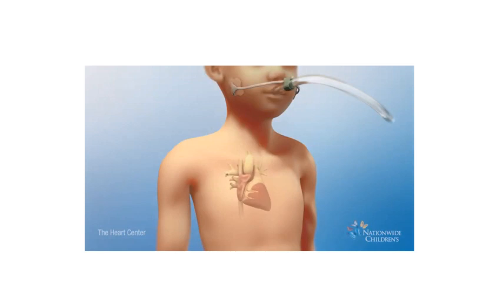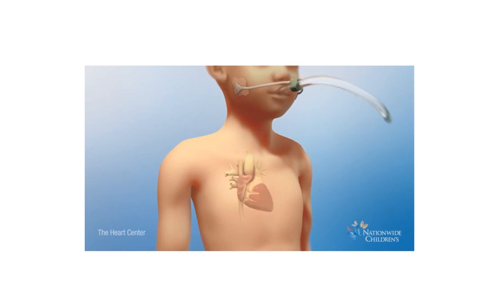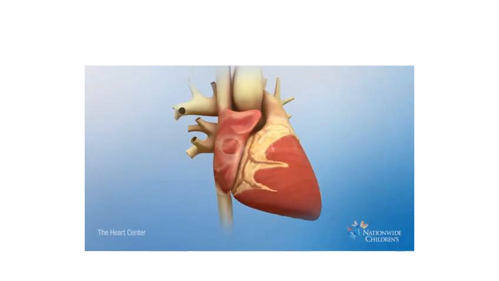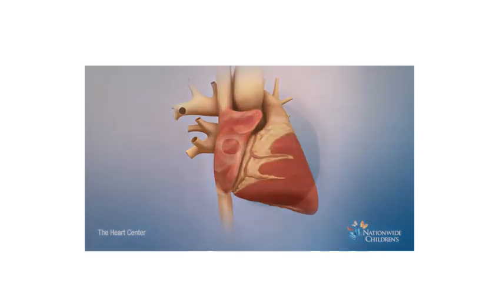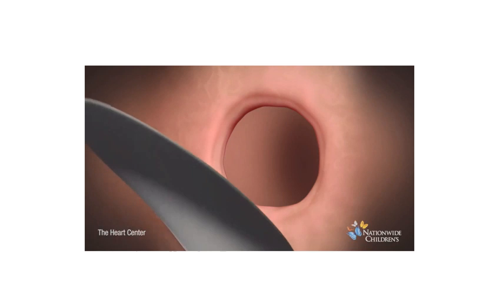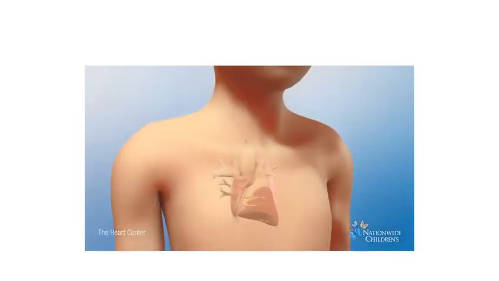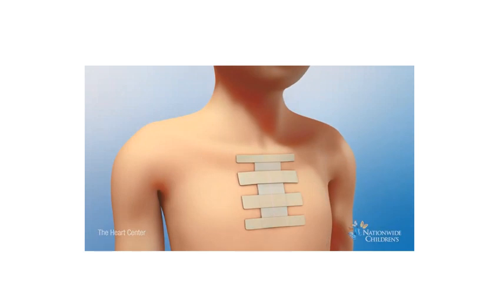When the hole is too big or when there is no place to attach the device, open heart surgery is necessary to close the hole. To begin, the surgeon will make an incision in the chest. Once the heart is reached, the hole will be closed with a patch. The incision will be closed and covered with sterile dressings.